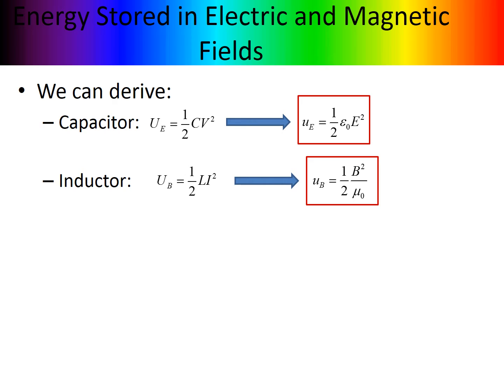Something similar can be done with an inductor. I actually talked about this last class, so please review the notes. So now what we're left with is energy density equations for each type of field. So how much energy is stored in an electric field in a region of space, and how much energy is stored in a magnetic field in a region of space. Multiplying each of these by the volume of space occupied will give you total energy storage.